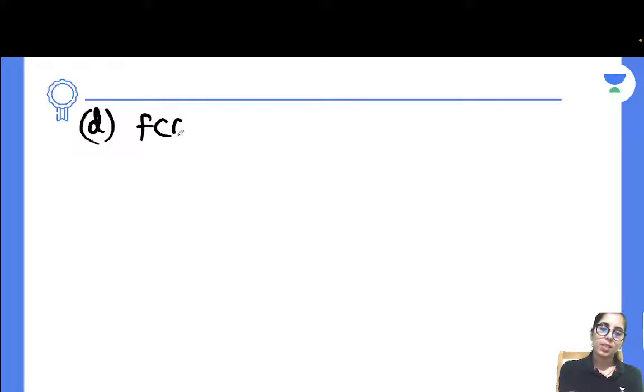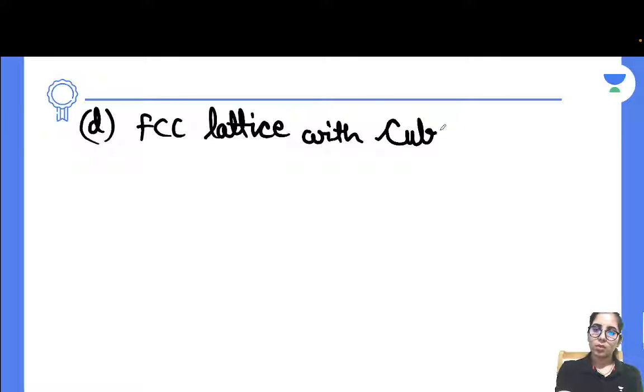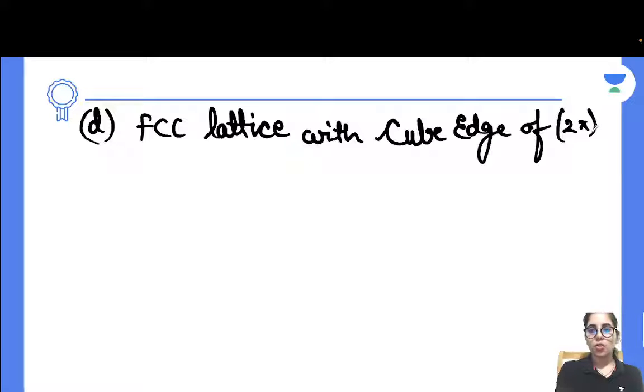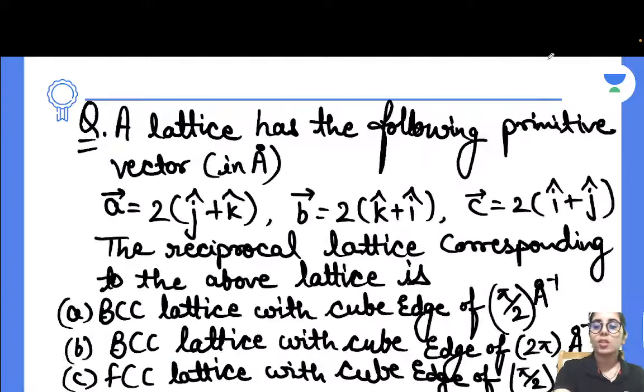And option D I'll write on the next slide, guys. FCC lattice with cube edge of 2 pi angstrom inverse. Okay, that's what you're going to have. Now you have to try it. They have given you the primitive lattice vectors, small a, b and c, and they are asking for the reciprocal lattice: what type of lattice you will have and what will be its cube edge. So that's what we have to work on.